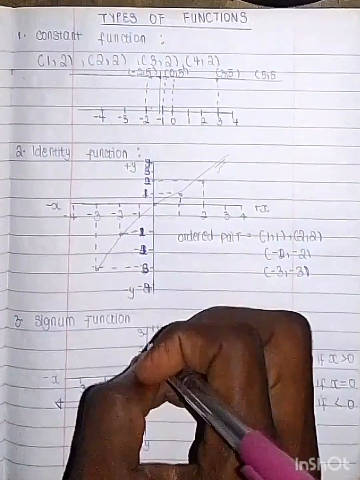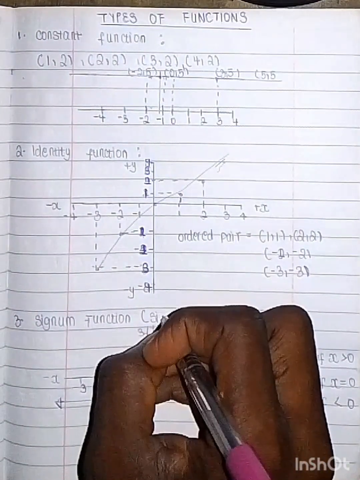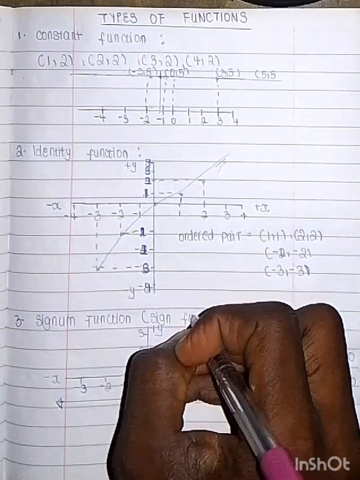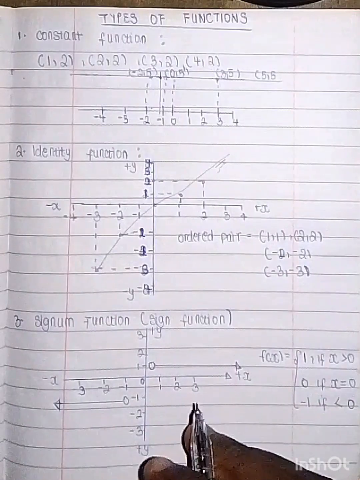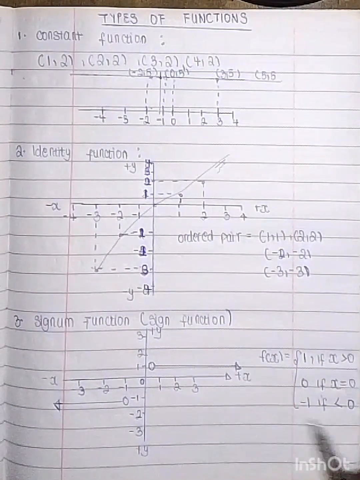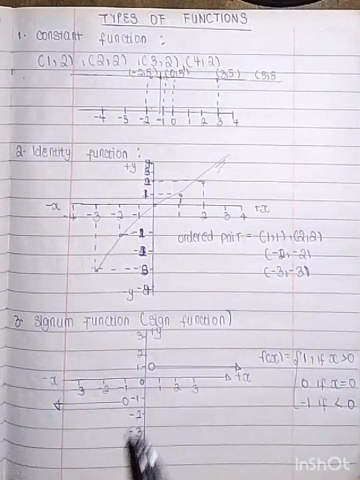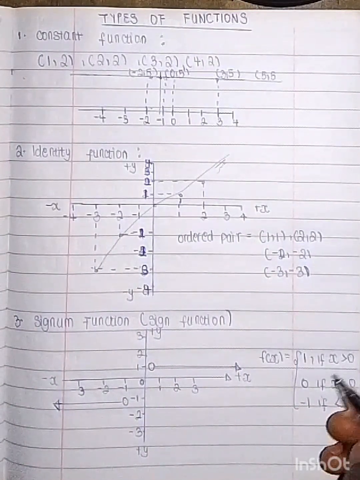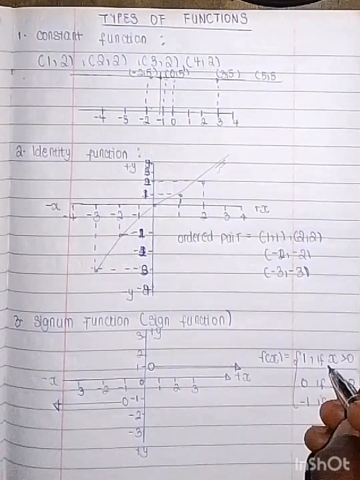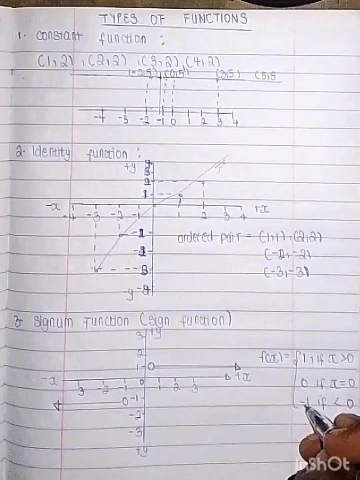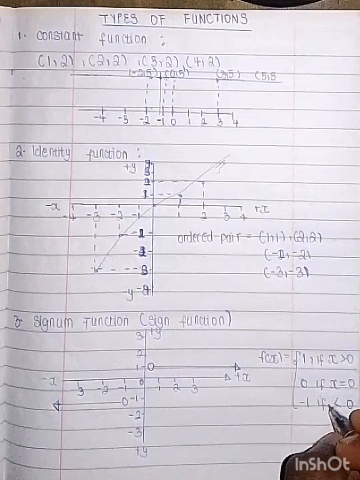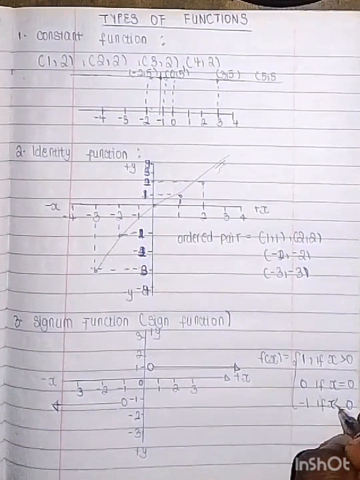A Signum function can also be known as the sine function. Since it is known as a sine function, this is the graphical expression of a Signum function or sine function. Now we have here 1 if x is greater than 0, 0 if x is equal to 0, and -1 if x is less than 0.